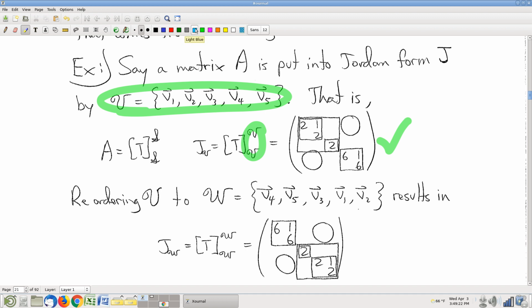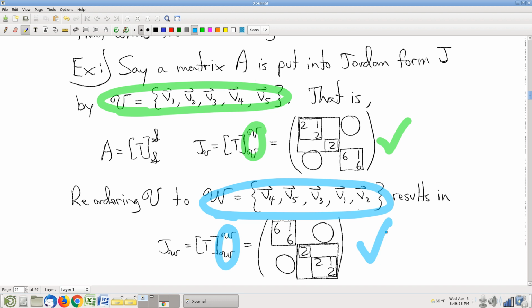I claim, and we're going to go through all the details in just a moment, that if I just shuffle those basis vectors, notice, same vectors, still V1, V2, V3, V4, V5, just a different order, V4, V5, V3, V1, V2, simply reordering the basis vectors, doing the change of basis, writing T with respect to that new reordered basis, you will get that.